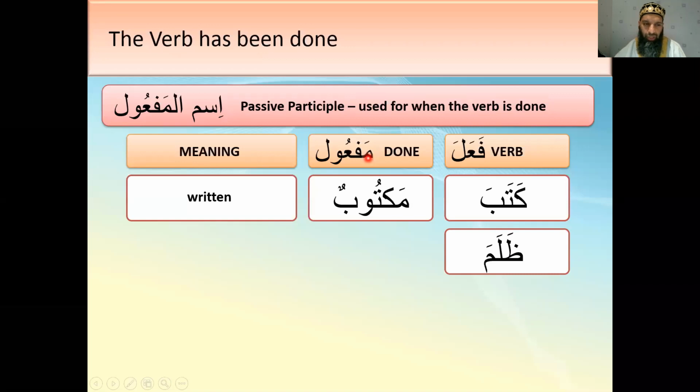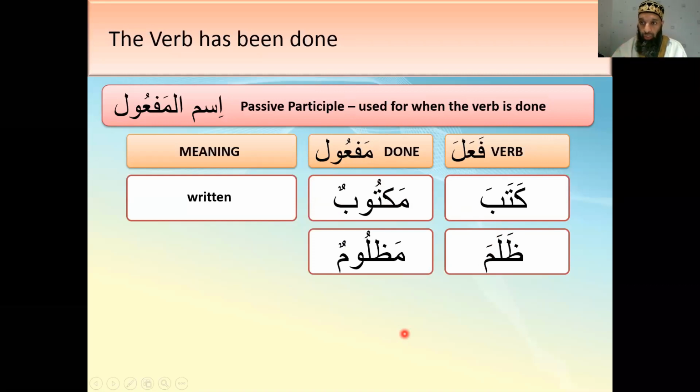Yeah, it's like the action of the verb. Yeah, the action of the verb has been done. Right? So ma. And then the dha. The lam gets a dhamma, madhlu. And the waw, madhlu. And then the meem, madhlumun. Madhlumun. Now if you know Urdu, you know what madhlum means. What does it mean? Madhlum.